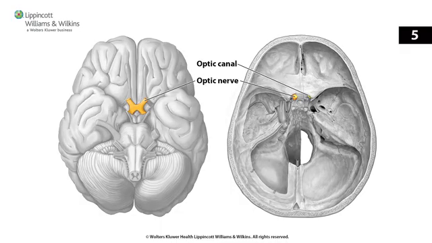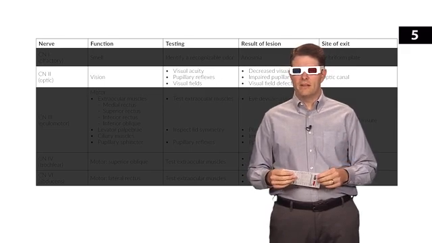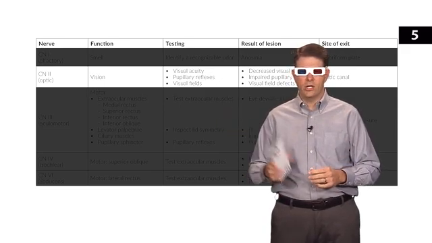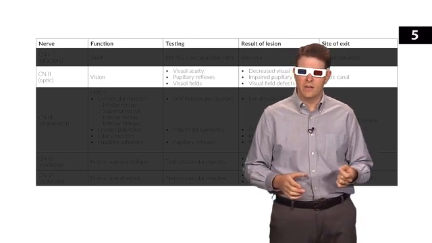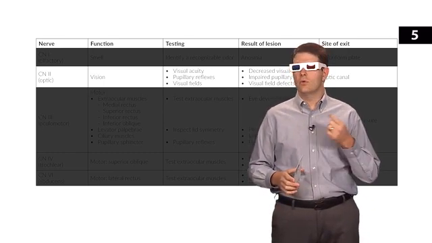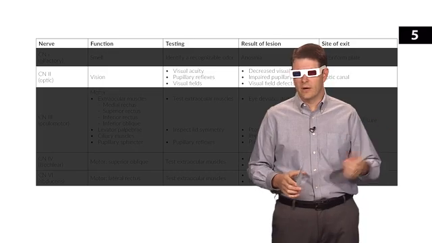So cranial nerve 2 is the optic nerve, which of course provides vision, or the sense of sight. It exits the skull through the optic canal, and you can test the optic nerve by testing visual acuity using a Snellen eye chart, by testing the pupillary reflexes, which we're going to discuss at the end of this video, and also by testing visual fields, which we'll discuss right now.